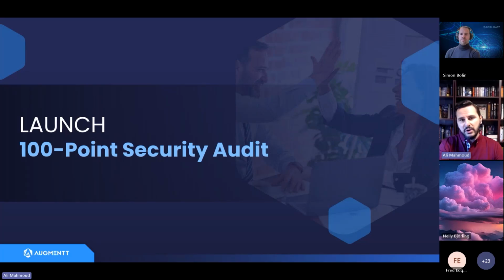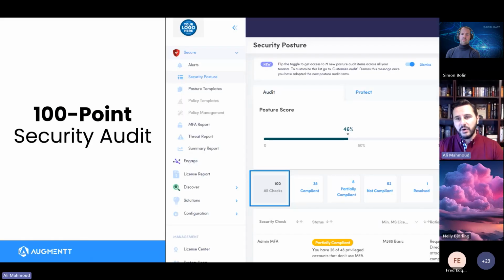And so when we talk about these 2 great features that have come out in the previous 30 days, I think the 100-point audit is great for MSPs who have customers with various security needs. And so what this is going to do is I could plug in Augmentt to my CSP, my partner portal. I can import data from 100% of my clients very quickly. And now I have a full security configuration report for all of my clients.